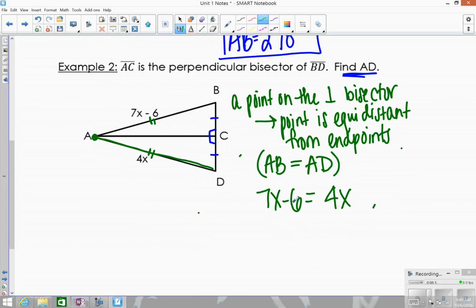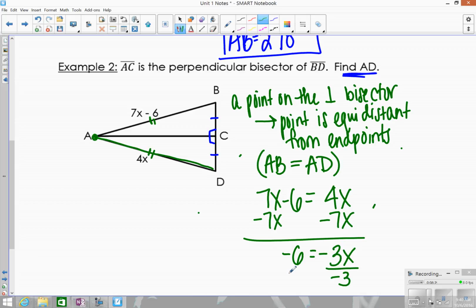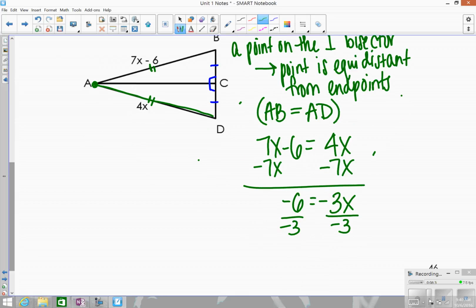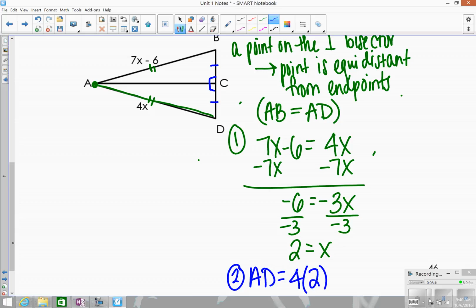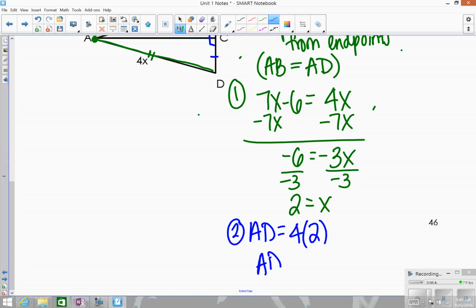So I'm going to go ahead and bring the negative 7x over. Keep the negative 6 there. Make sure you carry down that negative with the 6. So subtract these, you get negative 3x. Divide both sides by negative 3. You end up with positive 2 for x. Now the problem said to find AD, so this was really the first part. The second part then means plug in for AD. So 4 times 2, so AD is equal to 8.